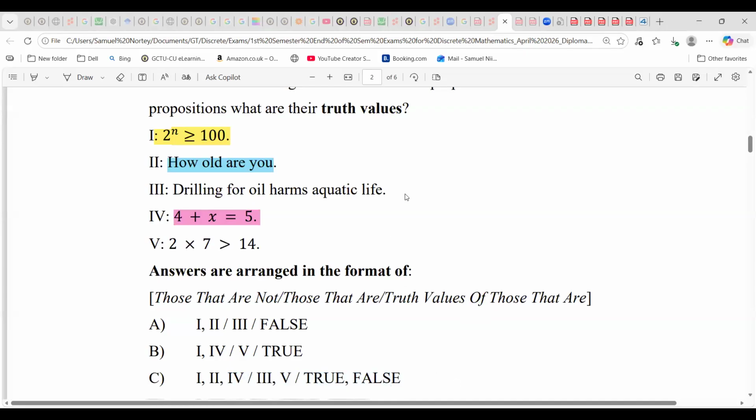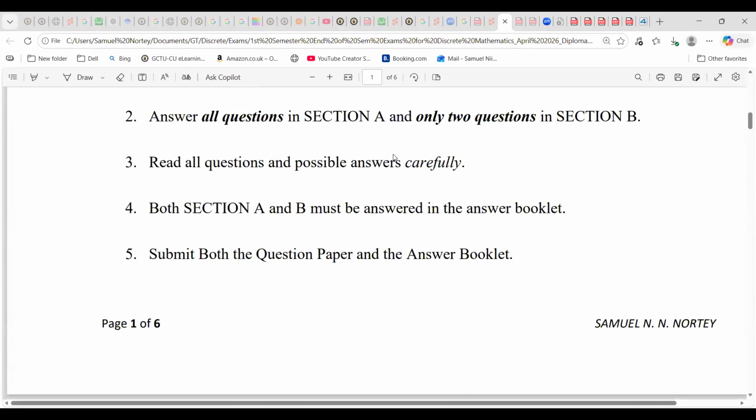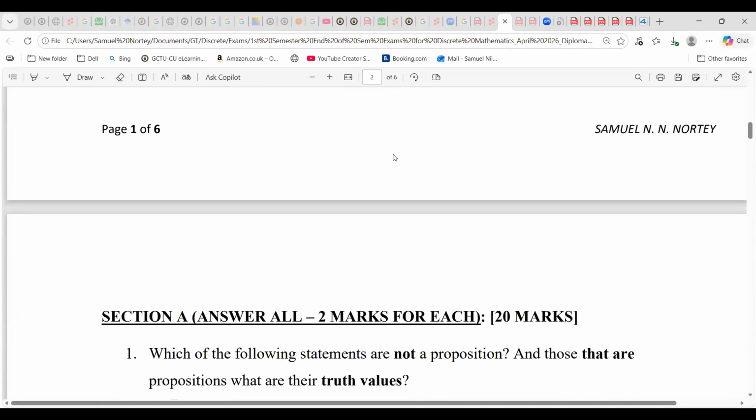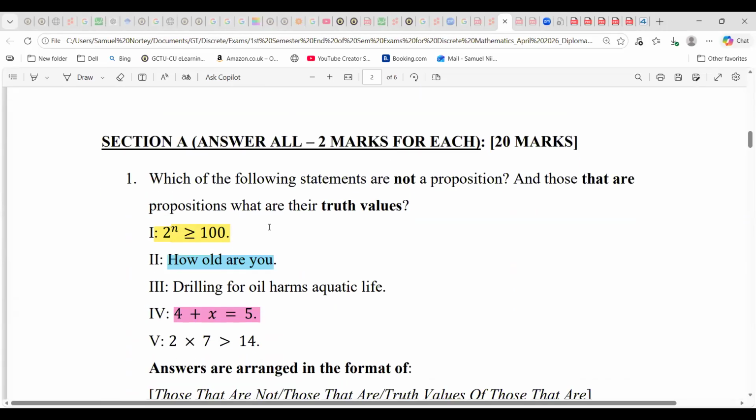So this is a very beautiful way of answering. Is there a question? Yes, please. Okay, go ahead, Bernard. Chris, can you go down, please? 2 times 7 is greater than 14. Yes, 2 times 7 is 14, and 14 is equal to 14. So I don't know why it's greater than 14.